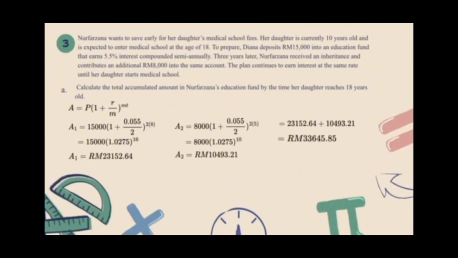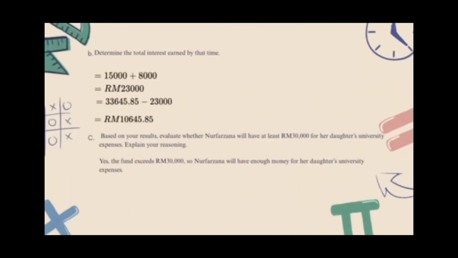Next, I add both accumulated amounts together. RM 23,152.65 plus RM 10,493.21 equals RM 33,645.85. Therefore, the total accumulated amount in the education fund when her daughter turns 18 is RM 33,645.85. To find the total interest earned, I first calculate the total amount deposited. RM 15,000 plus RM 8,000 equals RM 23,000. Then I subtract this amount from the final accumulated value.